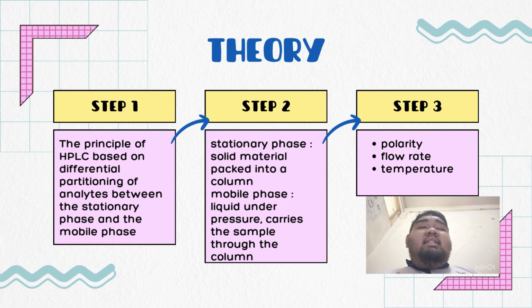Polarity: analytes with different polarities will have distinct interactions with the stationary phase, affecting their retention time. Flow rate: the speed at which the mobile phase is delivered can affect the separation efficiency and resolution of the analysis. Temperature: variation in temperature can influence the viscosity of the mobile phase and the behavior of the analyte within the column.